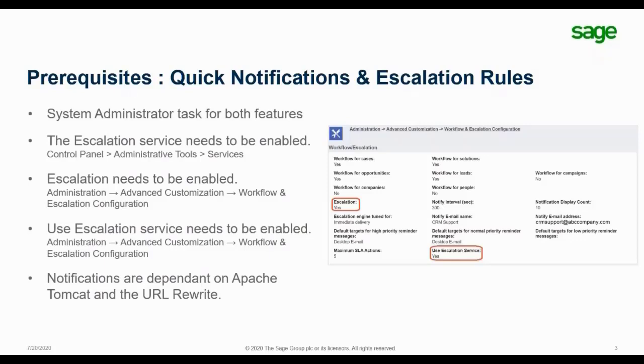Running the escalation service is a requirement and would need to be enabled under Control Panel, Administrative Tools, and then Services. Be sure to enable the escalation and the Use Escalation service in the Workflow and Escalation configuration settings, as these are also prerequisites. An important note is that notifications are dependent on Apache Tomcat and the URL rewrite, so ensure both of these are configured and running correctly.